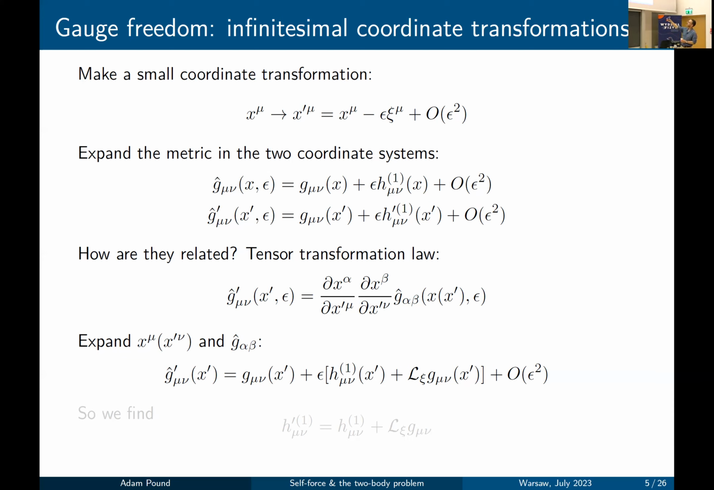So this line here has to be equal to this, right? Because it's of the form, I'm expanding in powers of epsilon at fixed x prime. And so what we find is the usual thing. Hopefully, everyone has seen this, at least in the case of perturbations of flat spacetime, maybe also in the case of perturbations of a generic curved background. What we find is that h prime, the perturbation in the new coordinate system, is equal to h plus this Lie derivative.